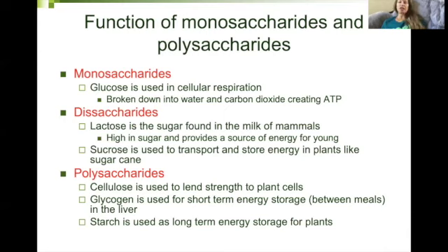Disaccharides, lactose is the sugar found in the milk of mammals. It's high in sugar. It's an energy source for young. Sucrose is used to transport and store energy in plants like sugarcane. That's why you can go to Hawaii and get the sugarcane and just suck on that.